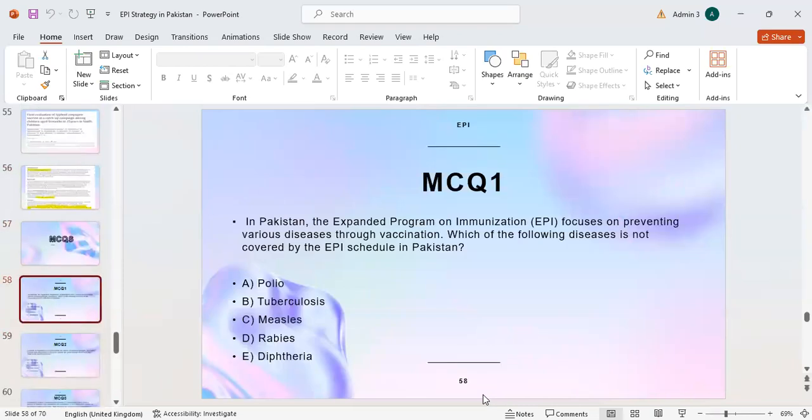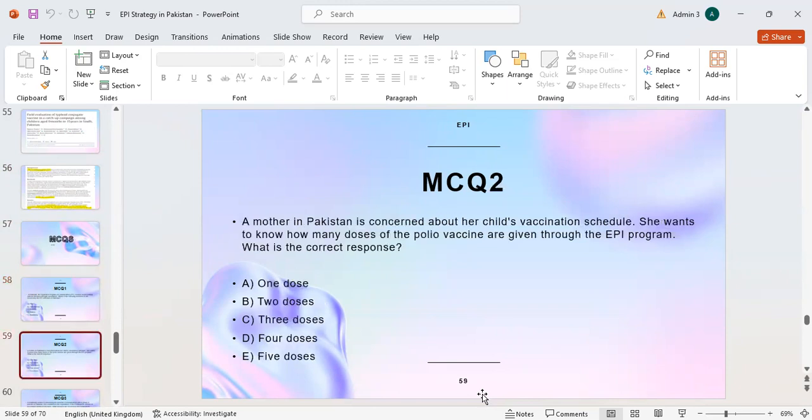MCQ number 1: In Pakistan, the EPI focuses on preventing various diseases through vaccination. Which of the following diseases is not covered by the EPI schedule in Pakistan? Polio, TB, measles, rabies, diphtheria. Anyone? The answer is rabies, option D.